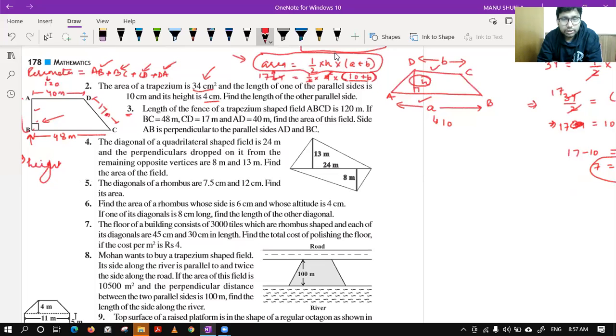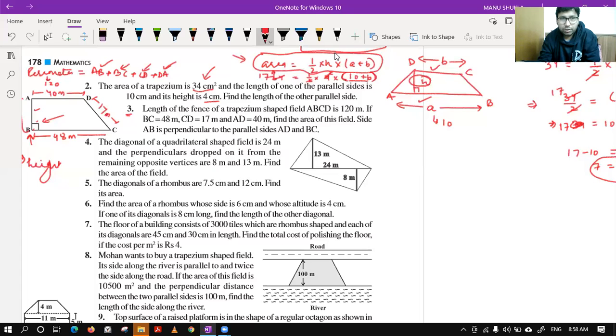Find the area of the field. This one I will not solve, I am just giving you the hint. The diagonal of a quadrilateral shaped field. This time it is a general quadrilateral. It is not a special quadrilateral, not a trapezium, not a parallelogram, nothing. They have given you a general quadrilateral containing 4 closed sides.